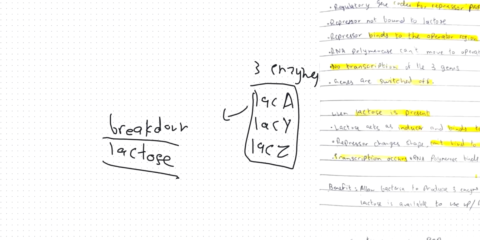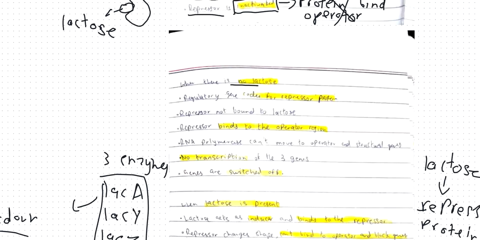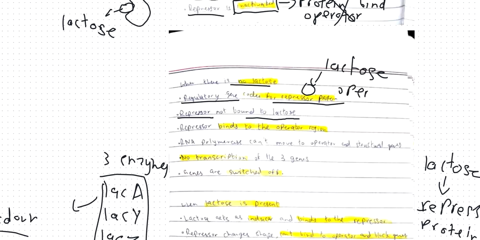So what happens when you don't have lactose? When you don't have lactose present, the regulatory gene codes for the repressor protein as it usually does, and the repressor is not bound to lactose. This means that the operator can be bound by the repressor protein. So the repressor binds to the operator region, because remember, you don't have lactose, so the binding site does not change shape.